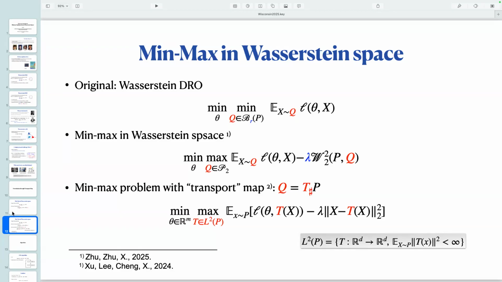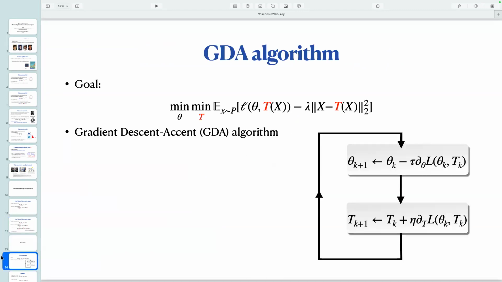I'm going to focus on solving this problem instead now. And why do I want to consider this formulation without the transport map? Because there is an efficient algorithm. So first of all, let's still focus on the formulation itself, and then I'll talk about the implementation.